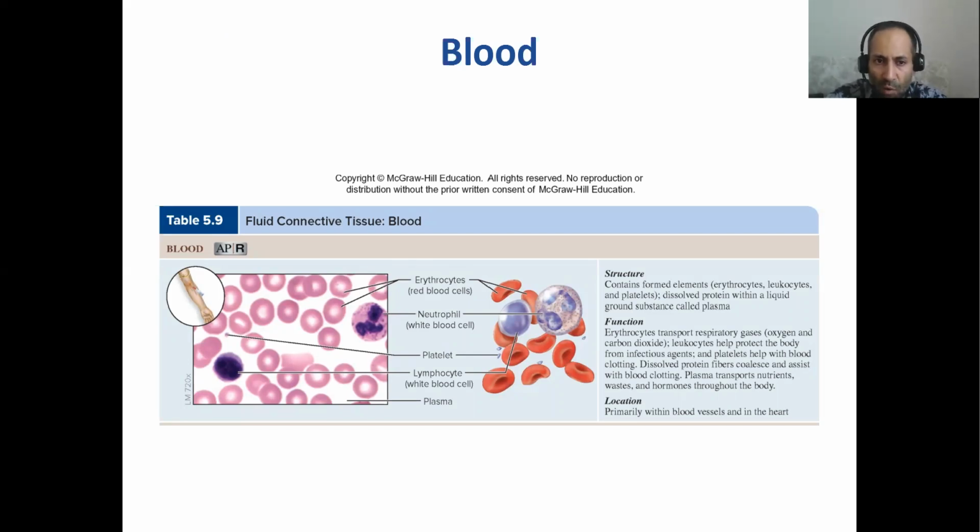So this is what your blood smear would look like on the microscope. These are all erythrocytes, red blood cells that carry oxygen. That is a neutrophil, one of the white blood cells, and that's a monocyte, okay? Actually, that's a lymphocyte. So those two are white blood cells.